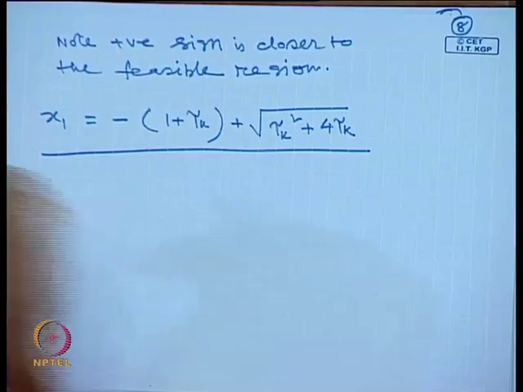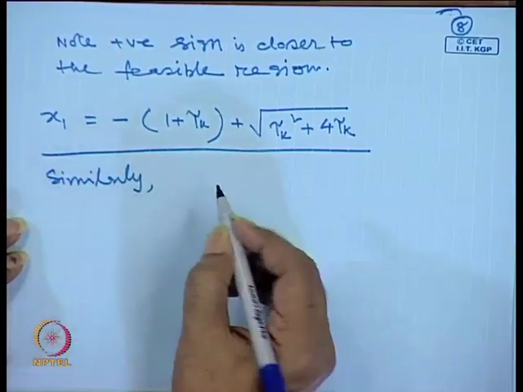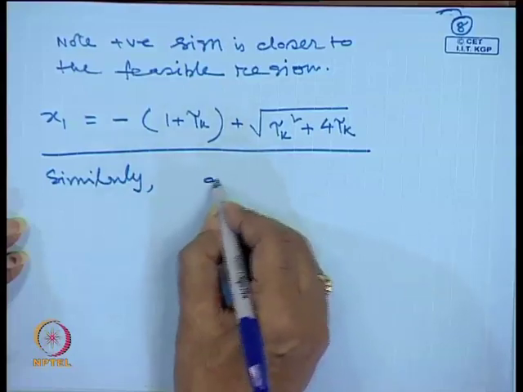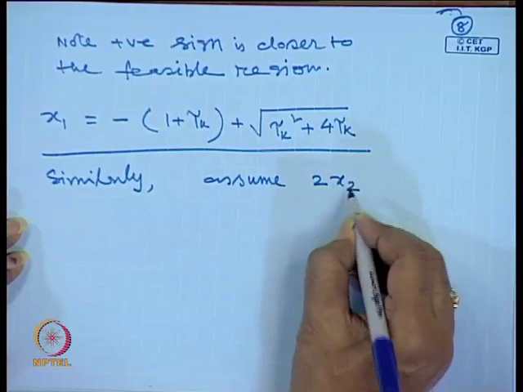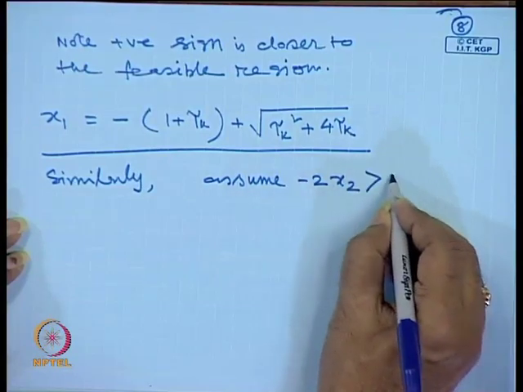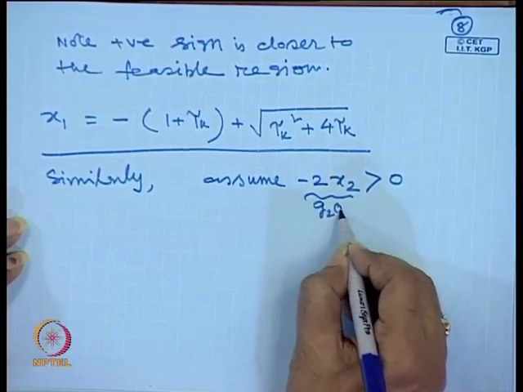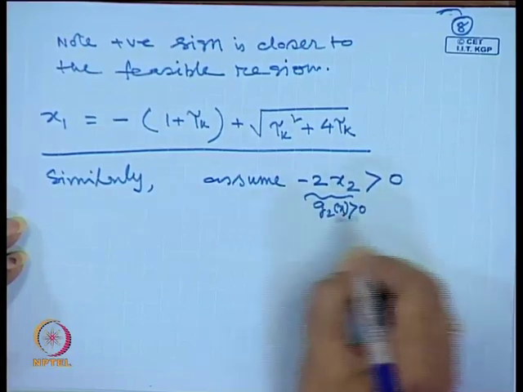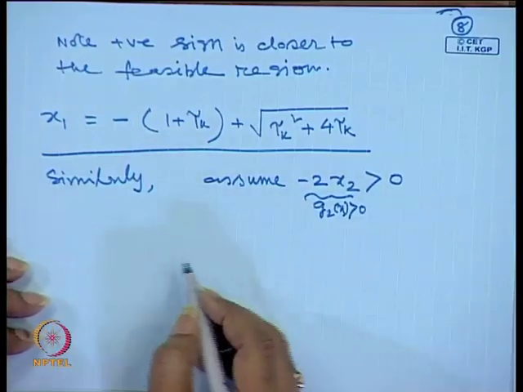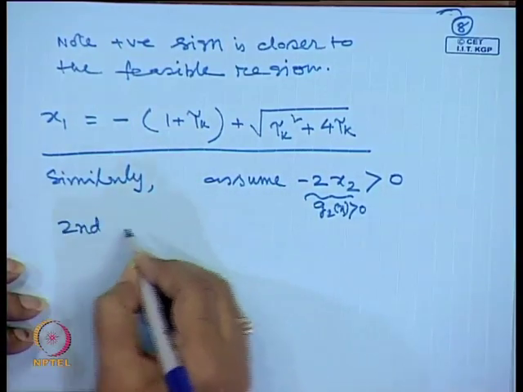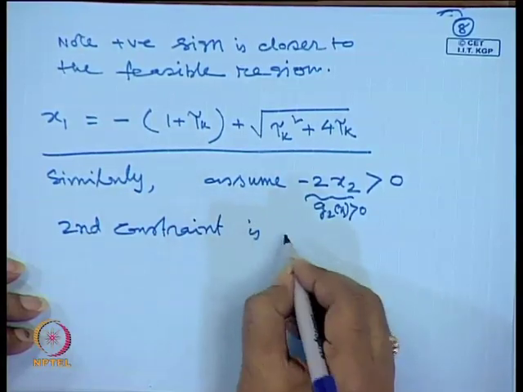So, similarly we can do. Assume g 2 x is greater than 0, which means it is an infeasible region. So, if g 2 is greater than 0, the second constraint is not met.